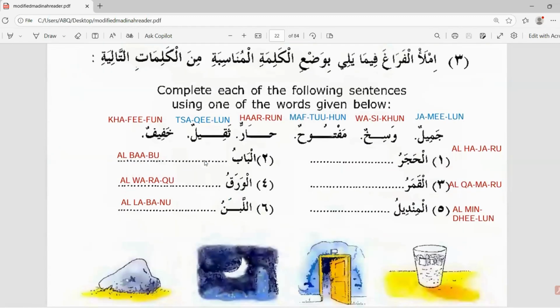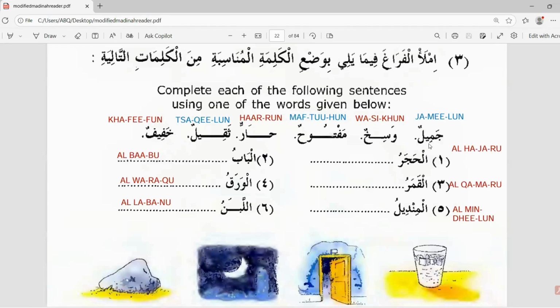Now let's move down. The instruction is: complete each of the following sentences using one of the words below. Jamilun, jim, mim, ya, lam. Jamilun means beautiful. Wasikhun, waw, sin, kha. Wasikhun means dirty. Maftuhun, mim, fa, ta, waw, ha. Maftuhun. And remember, some of these letters are the stretching ones.